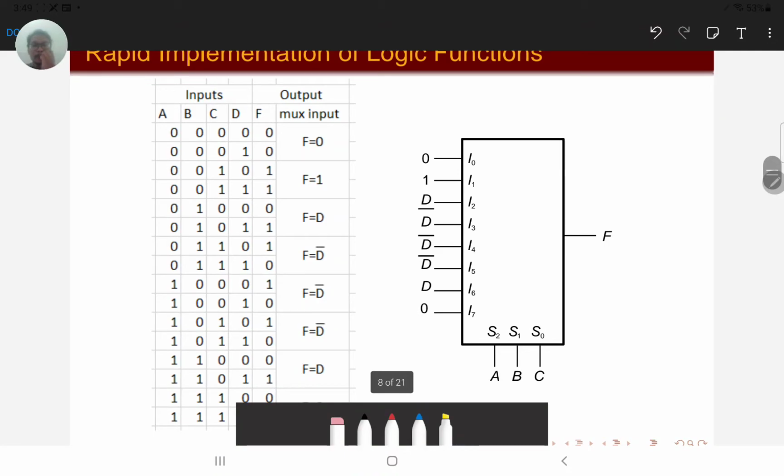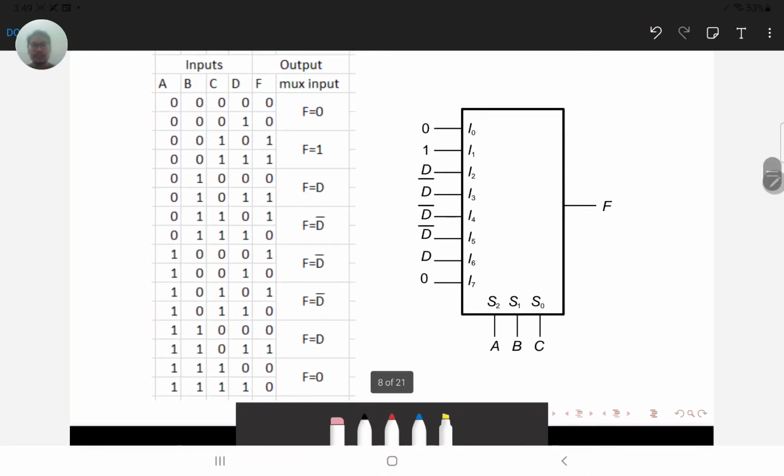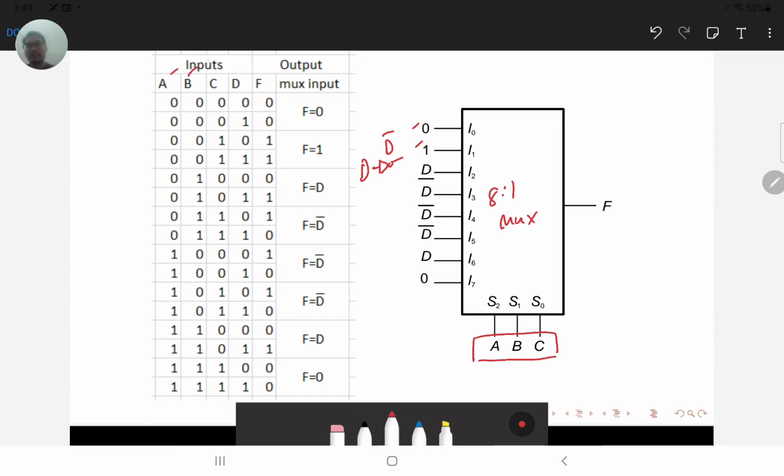Let's look at another example of what we can do with the 8 to 1 mux. Here is an 8 to 1 mux. We can put our ABC here, and then D and D bar as our input, as well as having the 0 and 1. If we have 4 inputs A, B, C, and D, and given this truth table, we want to implement it with the 8 to 1 mux.